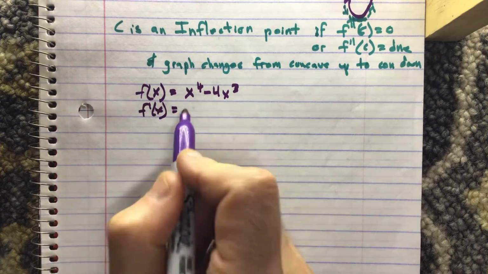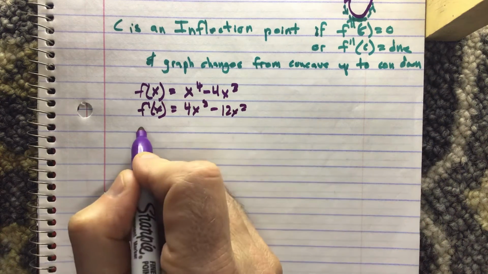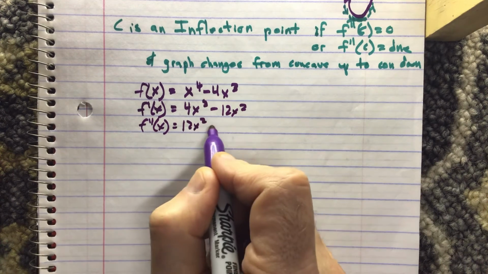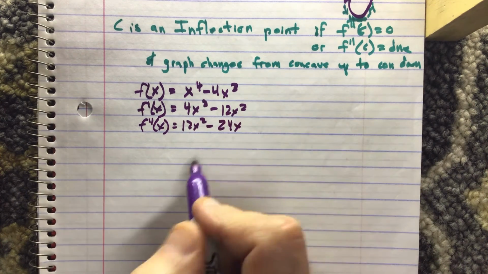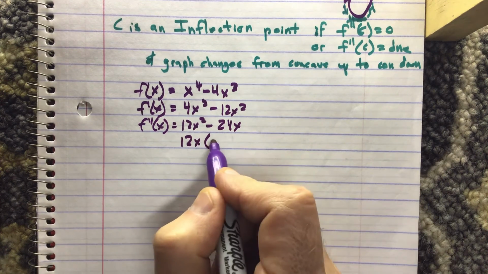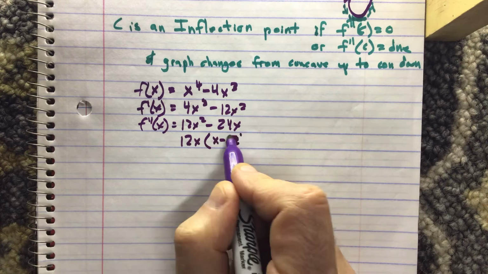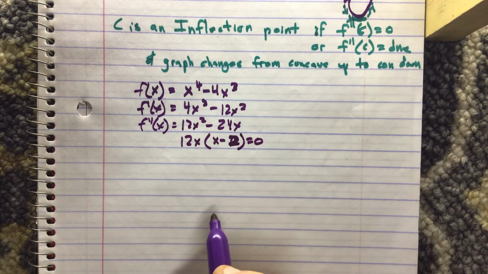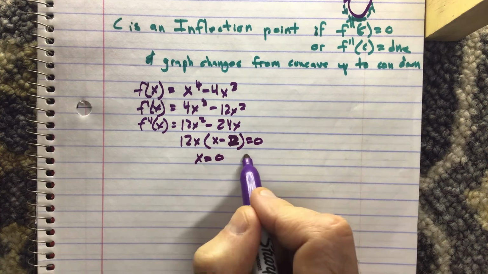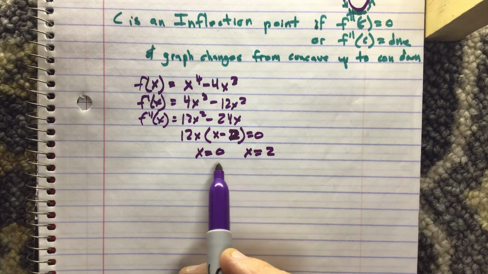So f prime of x, that's easy enough. That's 4x to the third minus 12x squared. F double prime, the second derivative, is 12x squared minus 24x. If I factor out what they have in common, which would be 12x, I will get 12x times x minus 2 equals 0. And I can see that there are inflection points at x equals 0 and x equals 2. So that's where the second derivative equals 0.